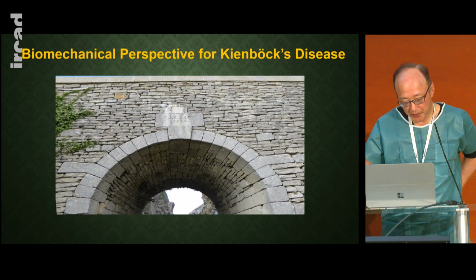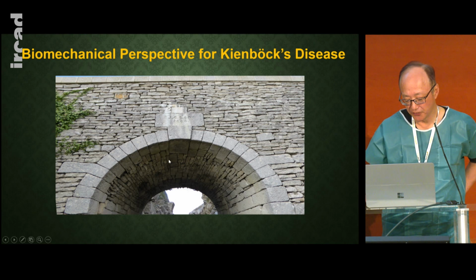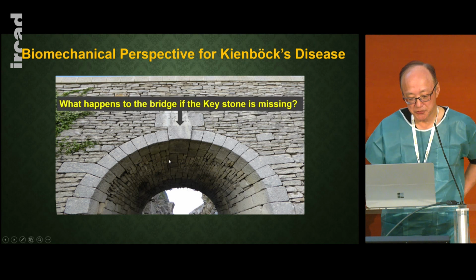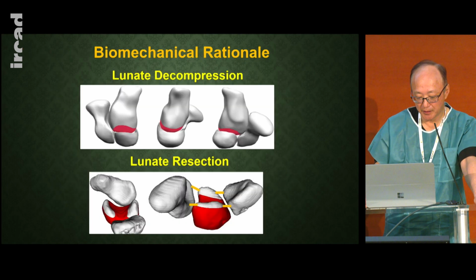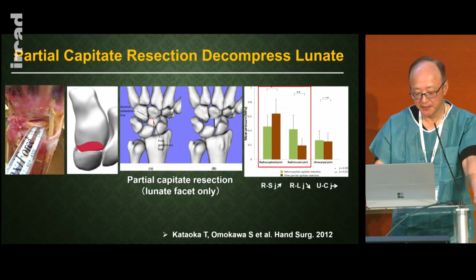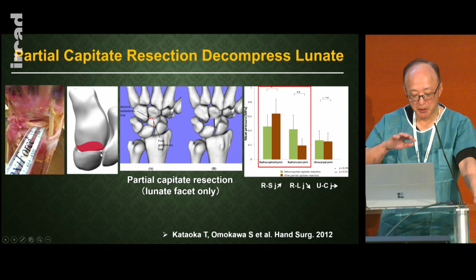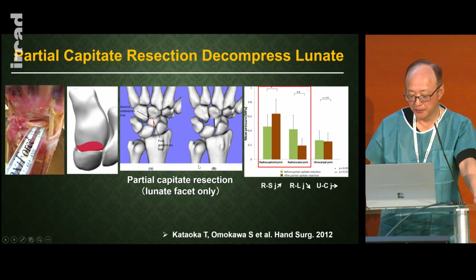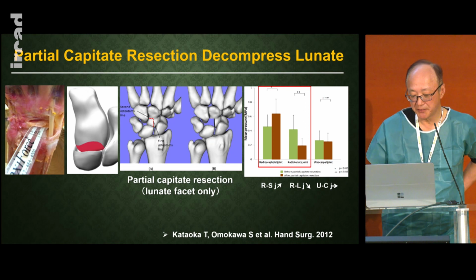And I'd like to talk about the biomechanical perspective for Kienböck disease. The lunate is the keystone. What happens to the bridge if the keystone is missing? For my procedure, we conducted a biomechanical study several years ago to see the effect of proximal capitate resection: the radiolunate pressure decreased significantly, but the radioscaphoid pressure increased significantly.